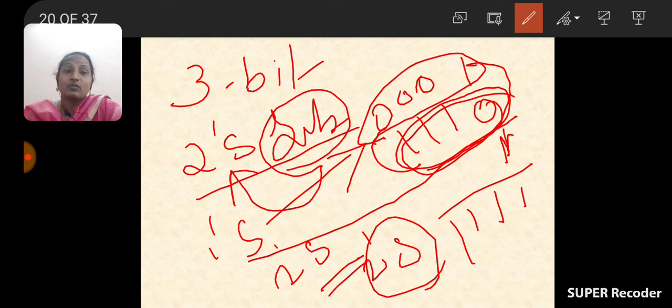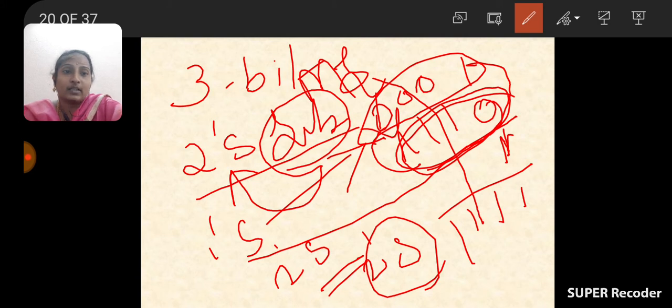And what is meant by 2's complement subtraction? In subtraction, subtrahend is there, minuend is there. So first you take the subtrahend, and now you take the 2's complement of the subtrahend, and add the 2's complement of the subtrahend to the minuend.